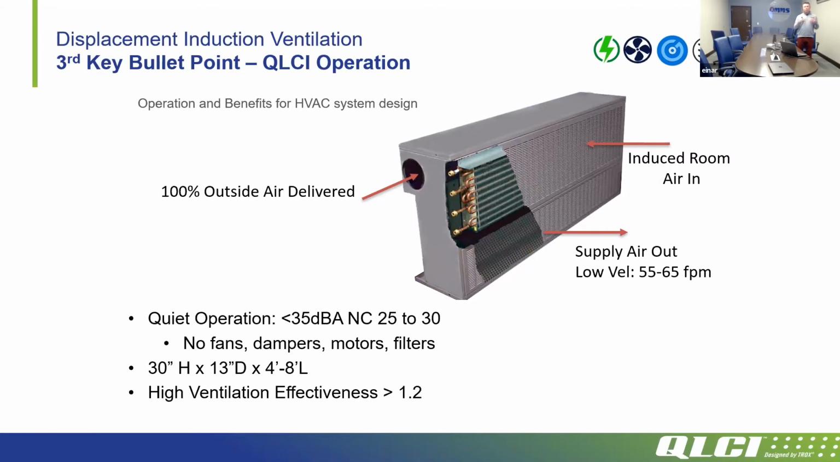Notice I didn't say anything about fans, motors, compressors, dampers, or even filters. I don't have any additional sound generating sources, which allows this particular terminal device to deliver 35 dBA or lower background noise for a classroom environment. I've got a comment there on high ventilation effectiveness. It's greater than 1.2. We'll talk a little bit more about that as we step through ventilation effectiveness in a couple slides.